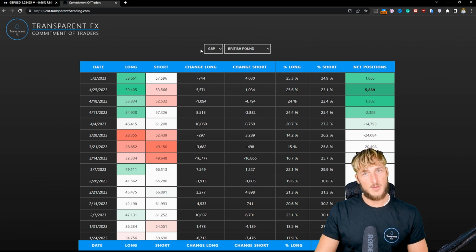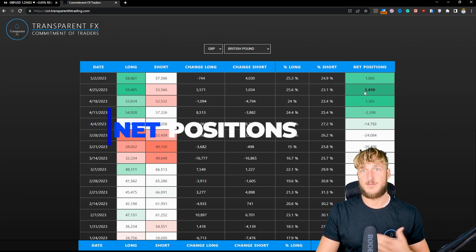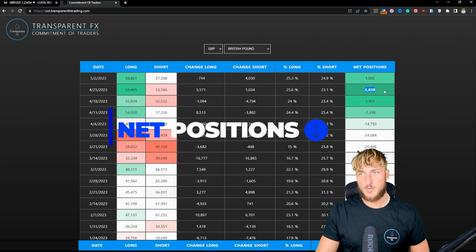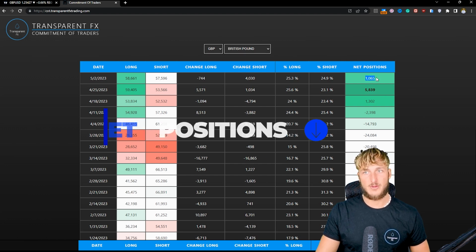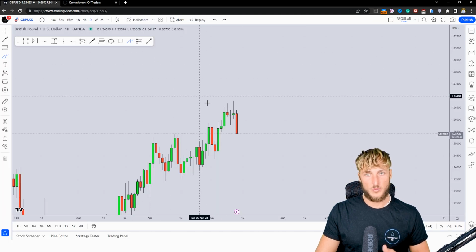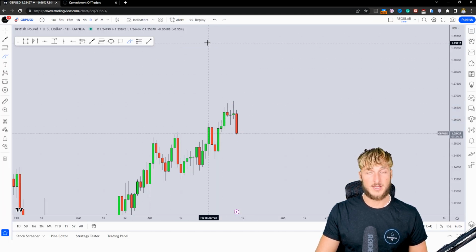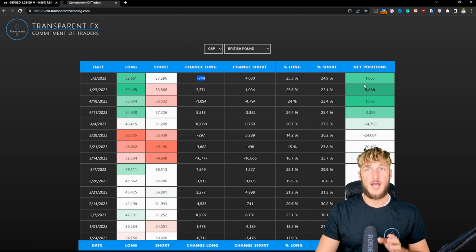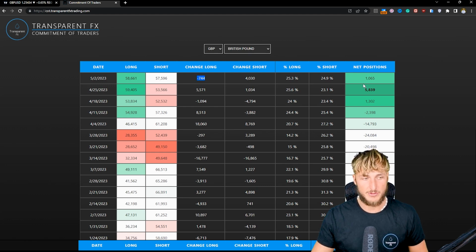commitment of traders precisely on the pound. Now, what we can see with the last report, net positions have been decreased. We went from 5.8k net positions down to 1k net positions, with 4,000 shorts added and 700 longs getting closed. So in the short term, the pound is getting weaker, as we are also seeing by looking at the price action, because institutions are moving to the bearish side of this market.